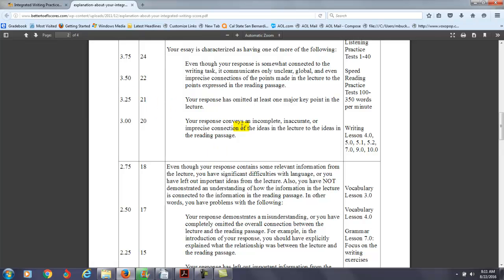So your response conveys an incomplete, inaccurate, or imprecise connection of the ideas in the lecture to the ideas in the reading passage. So maybe not inaccurate or imprecise, but maybe incomplete. So I think you can probably improve on continuing to develop your ideas a little bit more. So I'm going to put you at 3.0 out of 5, or 20 points out of 30 on this practice test right here.